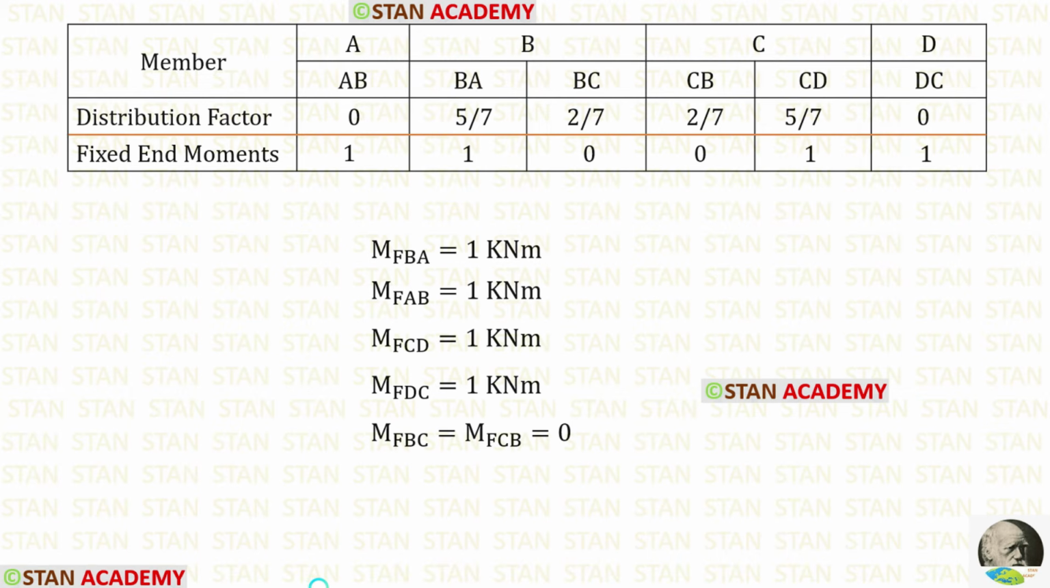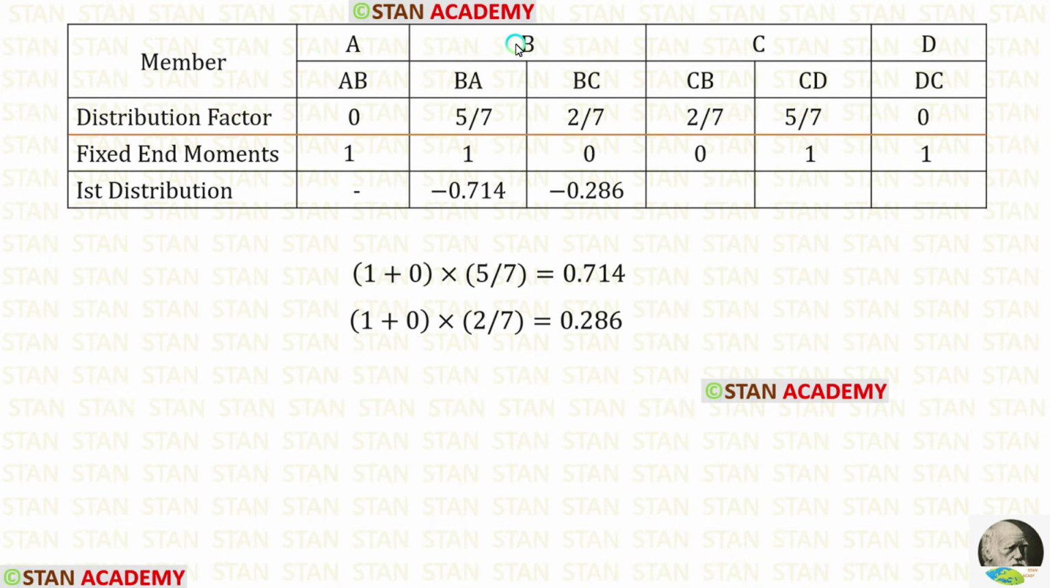In the table, first let us enter all of the members, then the distribution factors, then the fixed end moments. Now let us do the first distribution in the joint B. For that we have to add these two fixed end moments and then multiply with the distribution factors. When we do that, we are getting positive values, so we have to enter them as negative.